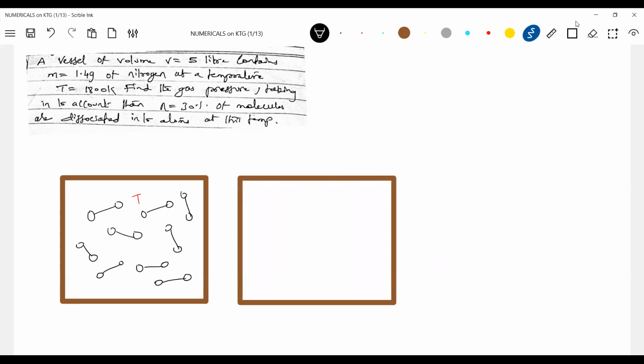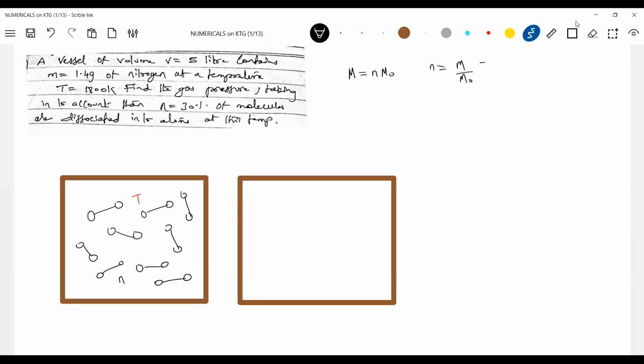What do you mean by atoms here? Can anybody tell how many moles there are initially? This will be the mass of gas divided by the molecular mass. Can you remember this formula?